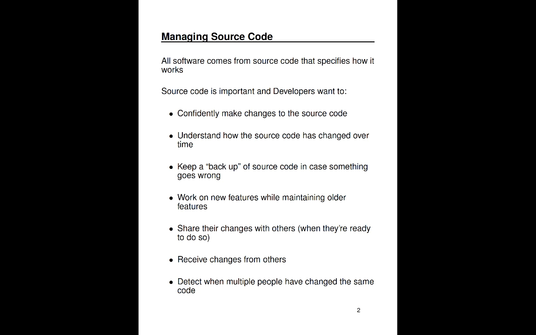And we want to work with others on our source code. We want to share the things that we've changed with others, and we want to receive the changes that others have made so that we can integrate them into ours. And also, we want to make sure that when someone else makes a change, it doesn't conflict with the code that we've written.